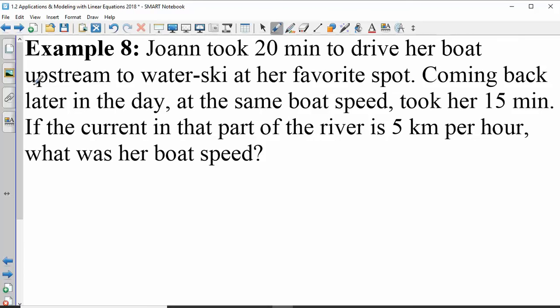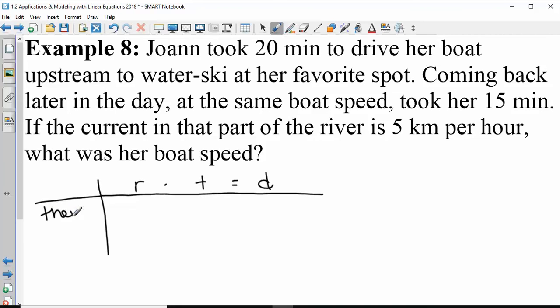Joanne took 20 minutes to drive her boat upstream to water ski at her favorite spot. Coming back later in the day at the same boat speed took her 15 minutes. If the current in that part of the river is 5 kilometers per hour, what was her boat speed? So this is still a distance problem. Rate times time equals distance. She went somewhere and she came back.